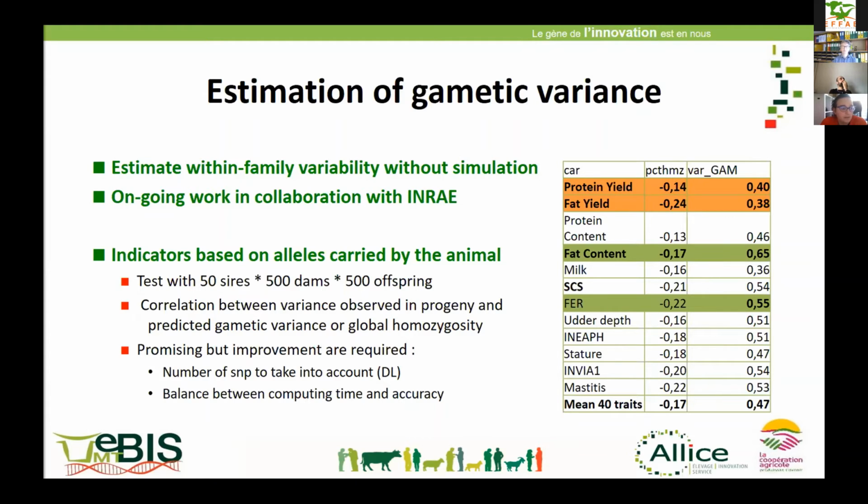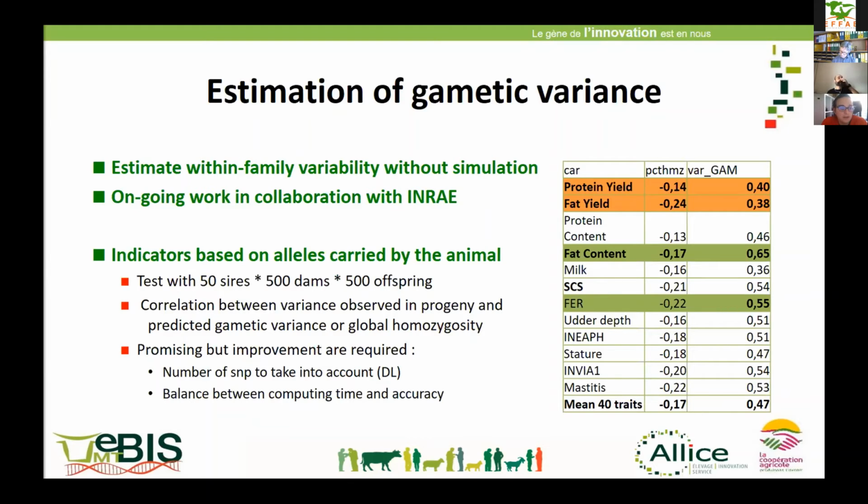And we computed here the correlation between the variance observed in simulated progeny and the predicted gametic variance we computed from the parents. So in the table here, you'll have the correlation we obtained between the variance observed in progeny and the percentage of the true indicator I just said.